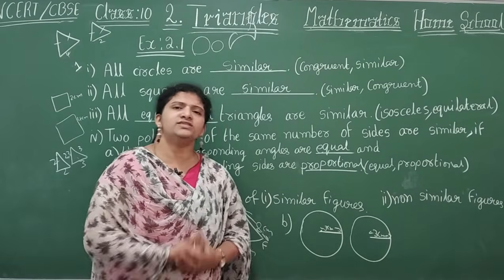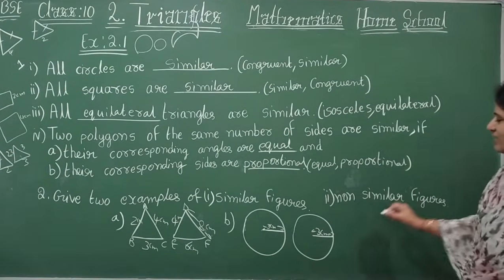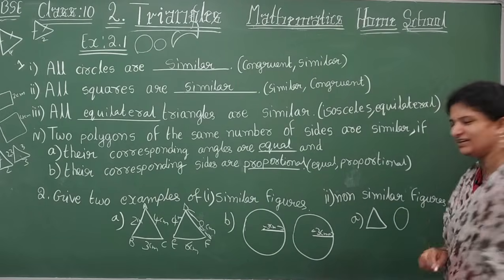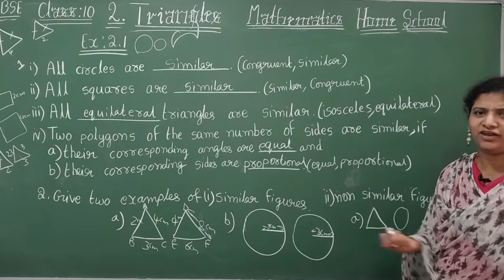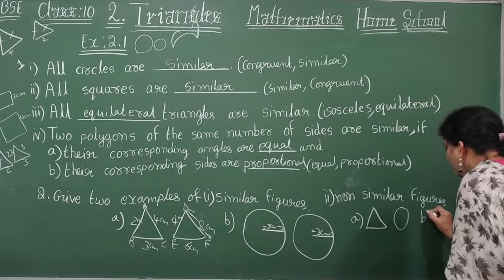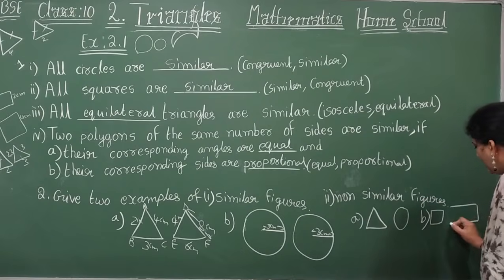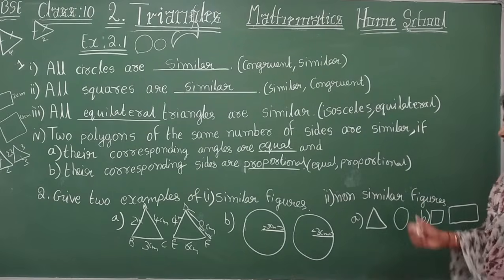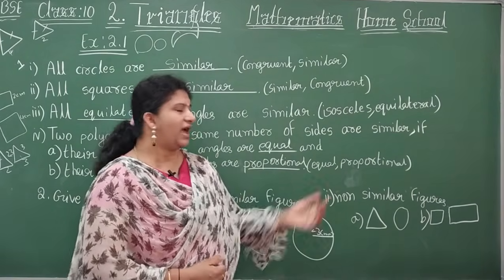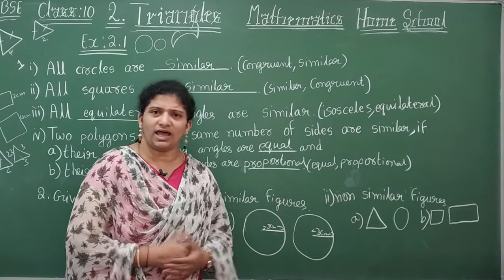Now, non-similar figures. The non-similar figures example is very easy. How, children? Suppose you take one triangle and one circle. These two figures are different. By seeing them itself, we say that they are non-similar. And one more, let's take a square and a rectangle. Those two figures are non-similar figures. One is a square and another is a rectangle. Or you can take one square and one triangle also.